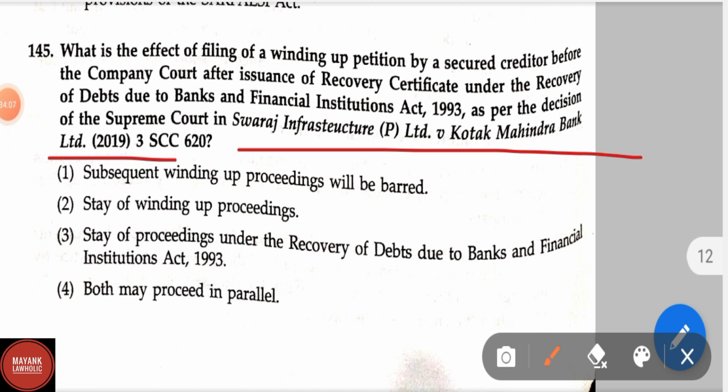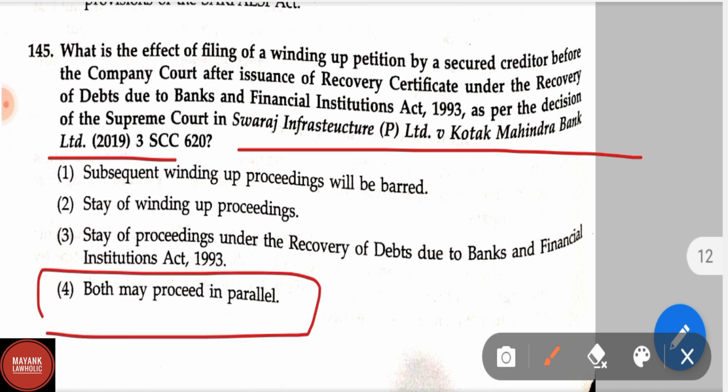Options are: subsequent winding up proceedings will be barred, stay of winding up proceedings. Option 3, stay of proceedings under the Recovery of Debts Due to Banks and Financial Institutions Act 1993. Option 4, both may be proceeded in parallel. In this question, the correct answer is option 4, both may be proceeded in parallel.